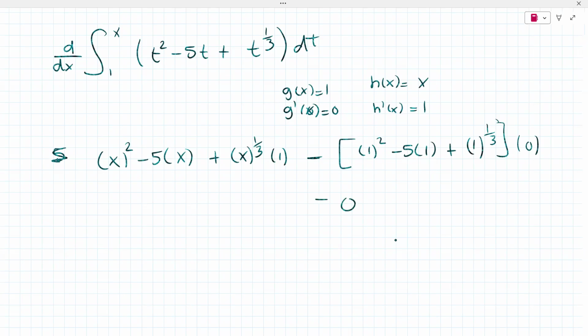And just clean this up. So this is x squared minus 5x plus x to the 1/3. If you want, you can just rewrite it as the cube root of x. I thought it would be easier, but it doesn't matter. And then times 1 is just itself. So here's your answer.